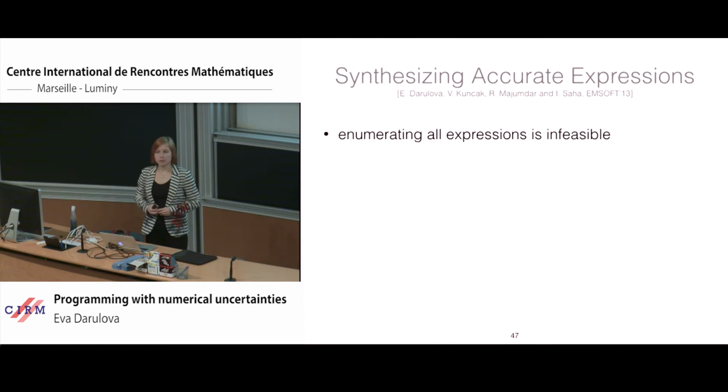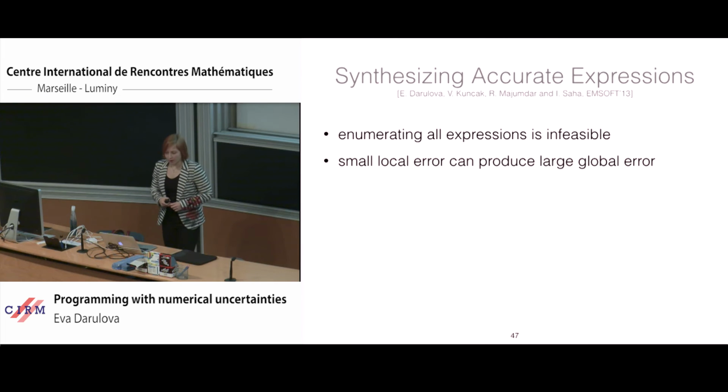So you could try to enumerate all possible rewritings of the expression. This is quickly going to be infeasible. Even for a linear expression, you're going into the n factorial case. And the other trouble is that even if you try to optimize the errors locally, so you first optimize your sub-expressions and then go up, this may lead to a very large global error.